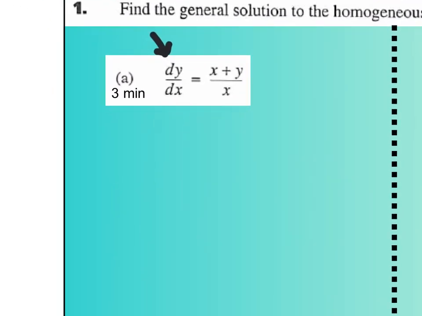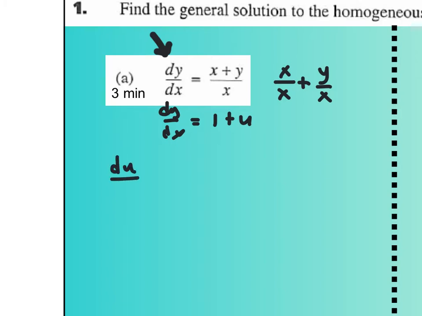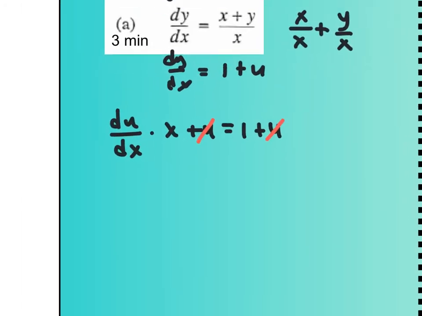Okay, so check it out. Here's what I got. I got dy/dx equals (x plus y) over x. So really dy/dx equals 1 plus u. Okay, all I did was split this up to x over x plus y over x. And now I need to do my substitution, right? Because I've got dy/dx, I want du/dx. Recall that dy/dx equals du/dx times x plus u. Clearly, if I subtract u from both sides, I would get that.